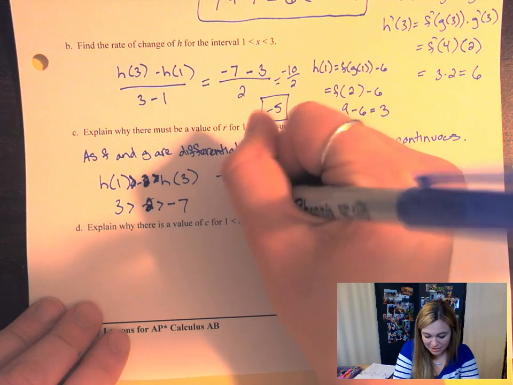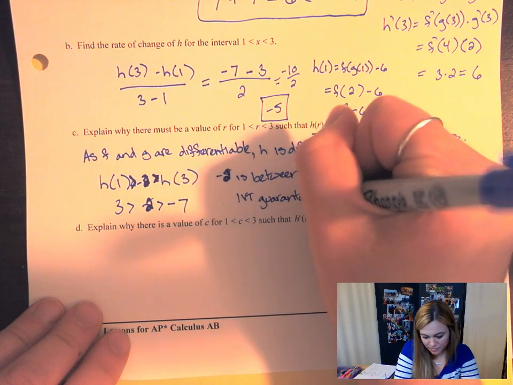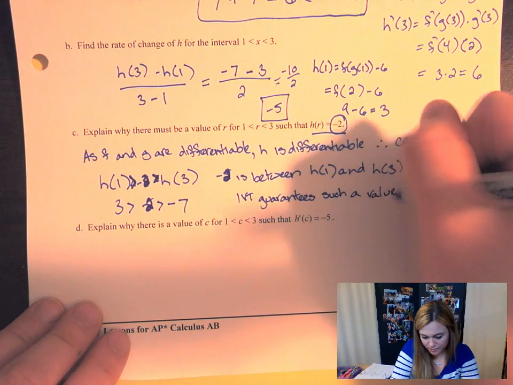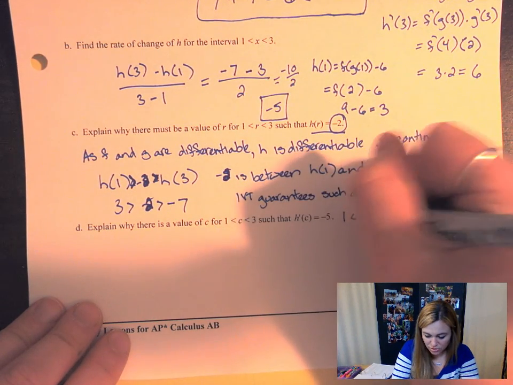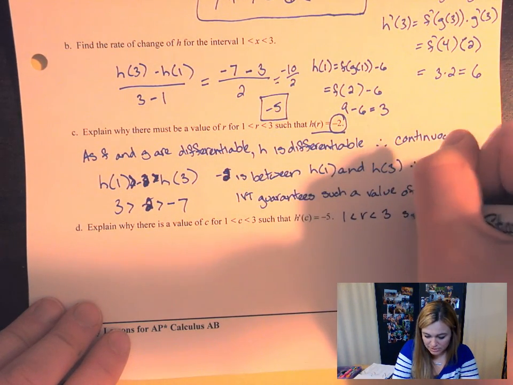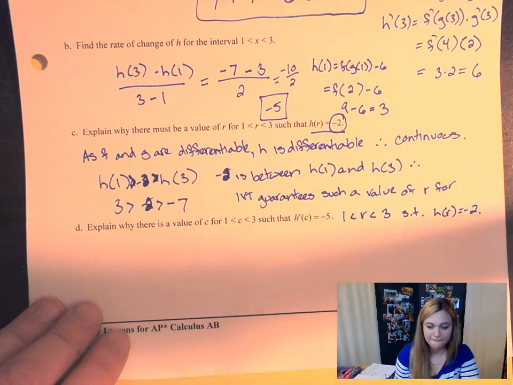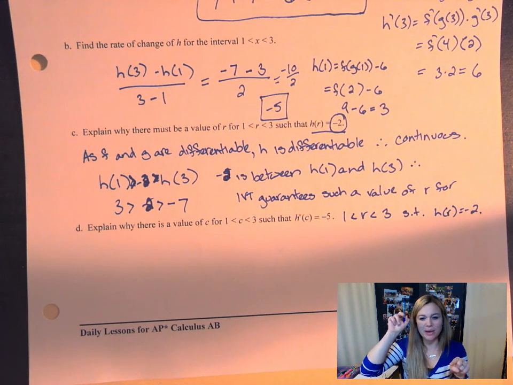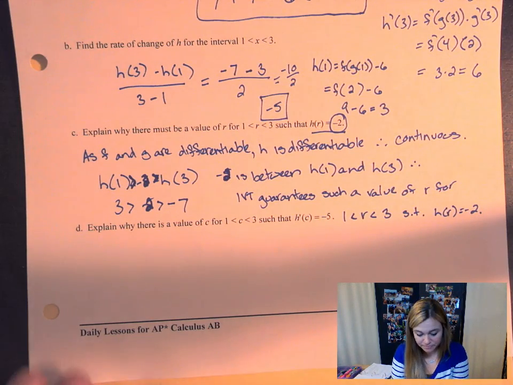Therefore, IVT guarantees such a value of r, for 1 is less than r is less than 3, such that h of r equals negative 2. Meaning if I am going the whole way on a graph from negative 7 to a positive 3, I have to pass through negative 2, and it has to be somewhere within that interval. It could be more than once.